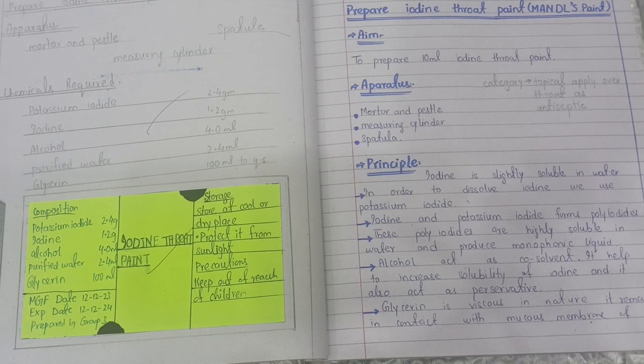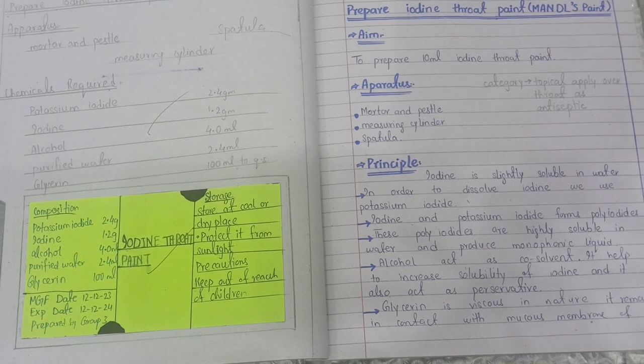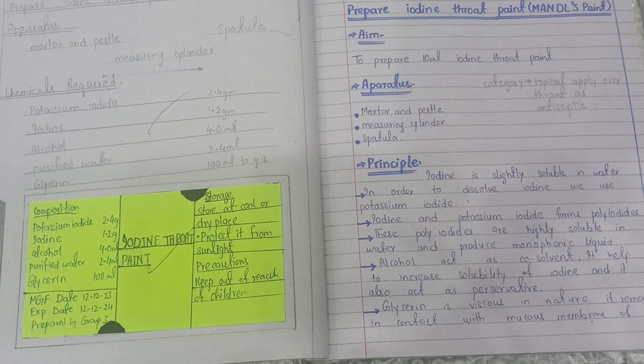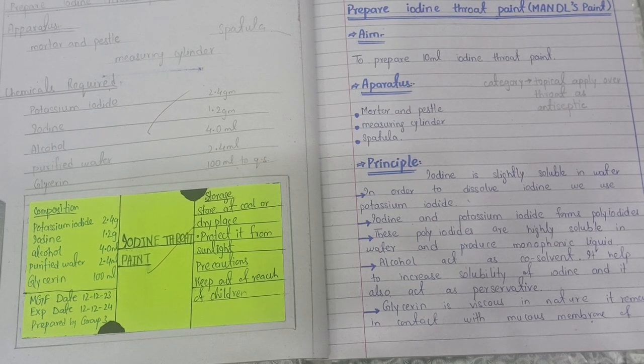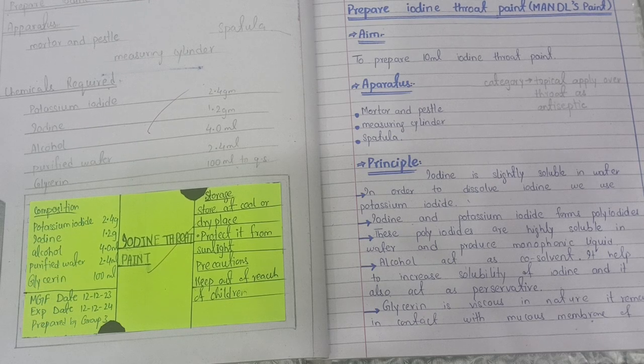So as you know, we have started the practicals of pharmaceutics dosage form, and this is experiment number 7, in which we have to see how we are going to prepare an iodine throat paint, also called Mandl's paint. But it is our rule that before discussing a new experiment we revise the previous ones. So we will revise all the previous 6 experiments that we have covered. So let's start it, and you have to revise with me.